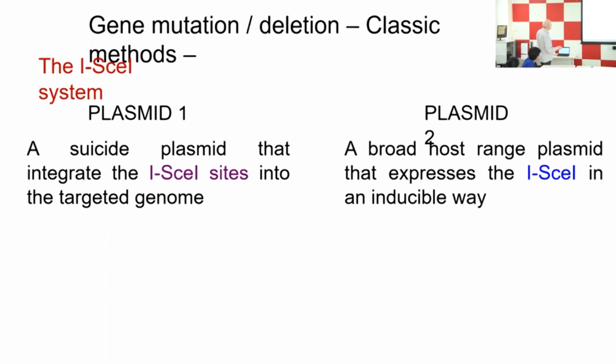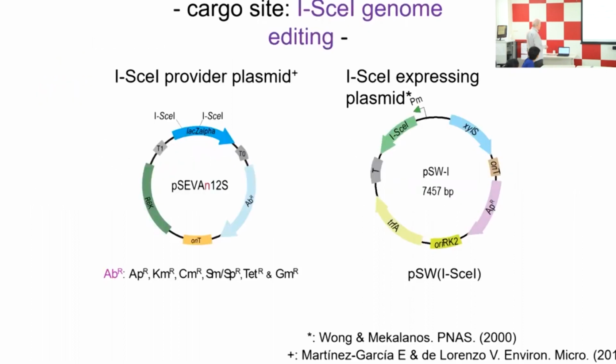Okay, so you have two plasmids here. One plasmid is a suicide plasmid. A suicide plasmid, as you may recall from previous talks, is one that can make it into the cytoplasm of a target bacterium, but it cannot replicate there. And then you have a second plasmid that expresses a nuclease that is called SceI. And the reason and the structure of this plasmid you will see in a moment. Okay, so these are the two plasmids that we were talking about.